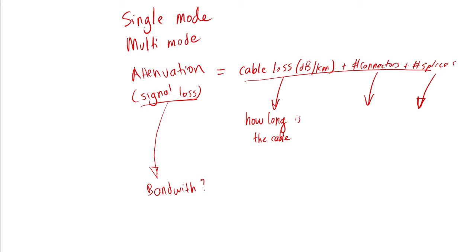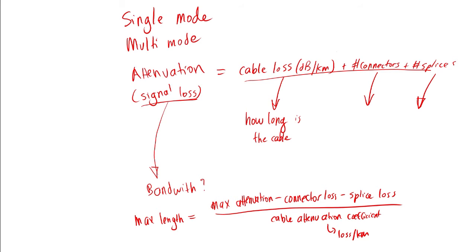So we can rewrite this formula to say that max length is equal to the maximum tolerable attenuation minus losses from connectors minus losses from splices. Divide all that by the cable attenuation coefficient, which is loss per kilometer.